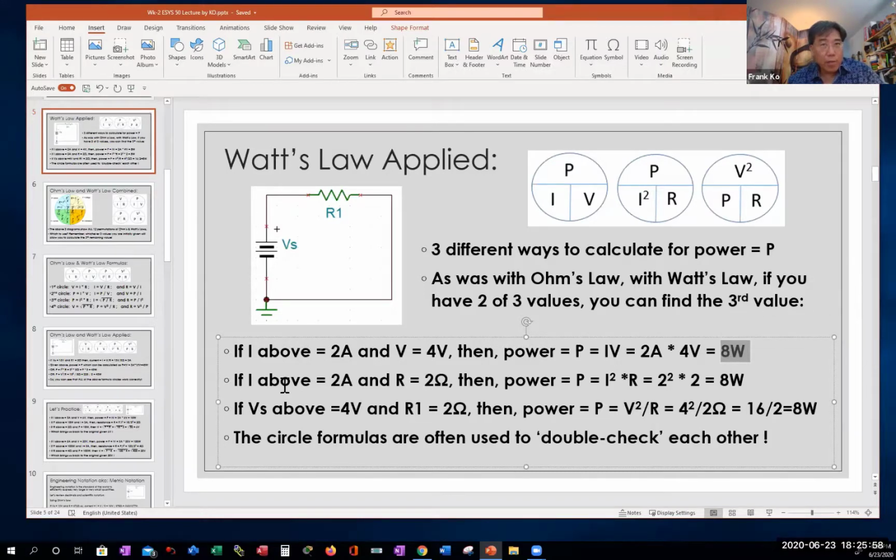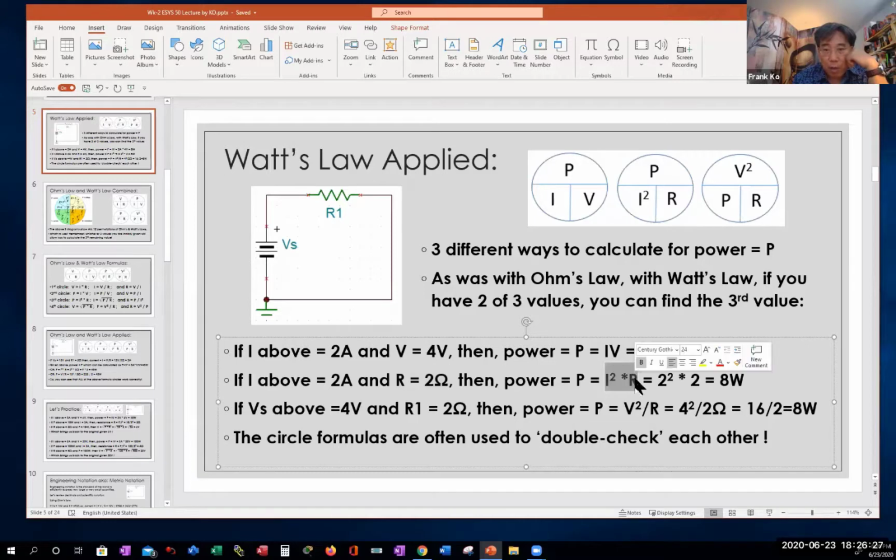The second bullet point says, if the current is 2 amps, and now the R is 2 ohms, I have an I for current, I have an R for resistance, I'm looking for P. Which circle has a P, I, and an R? That would be the second formula. So if I'm looking for P, I cover up the P with my thumb. What's left? I squared times R, which is what I wrote down here for you.